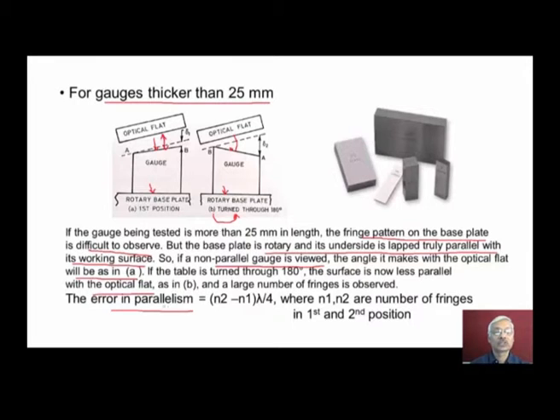Now the error in parallelism between this surface and this surface can be calculated using this relationship: (n2 minus n1) times lambda by 4, where n1 and n2 are the number of fringes obtained in the first and second position. By inserting n1 and n2, we can find the amount of error in parallelism between the two surfaces of the workpiece.